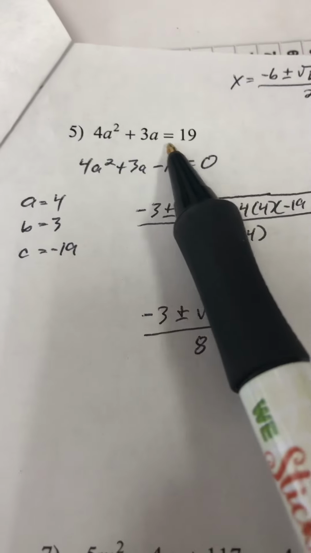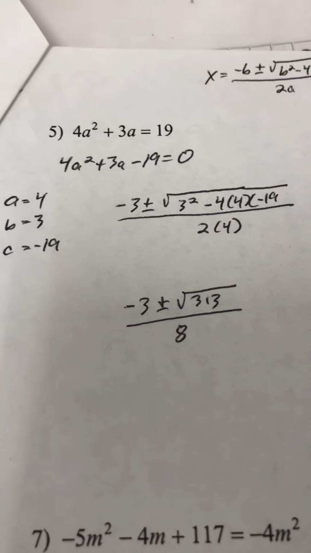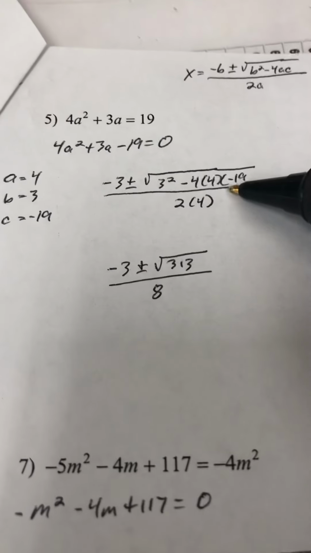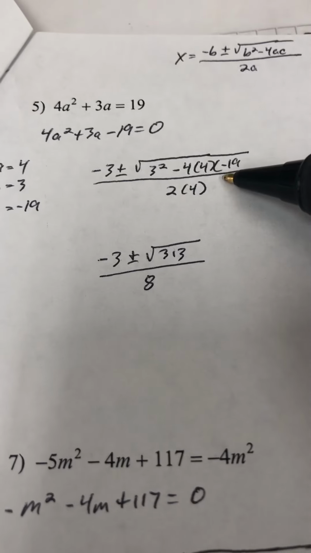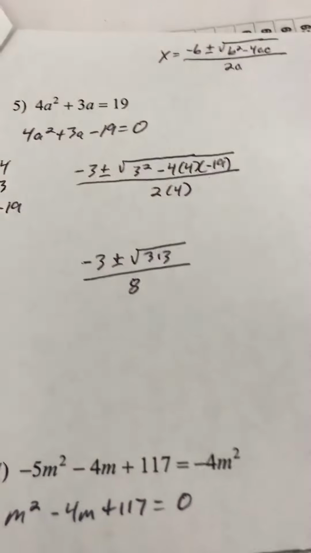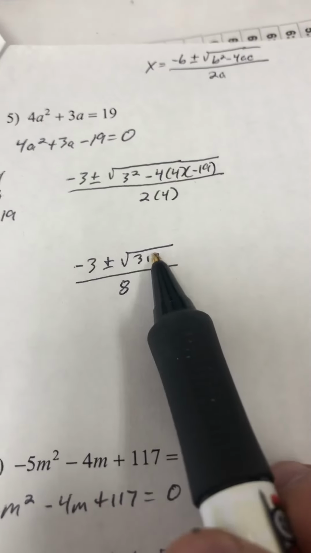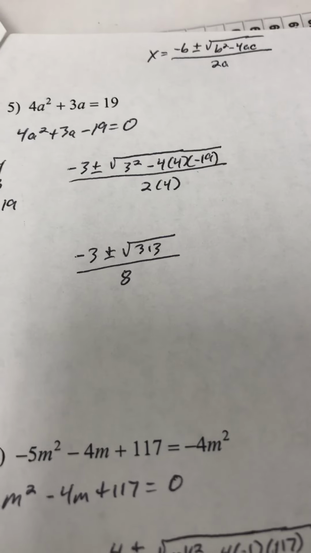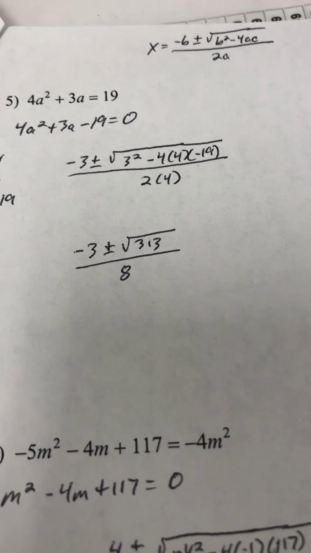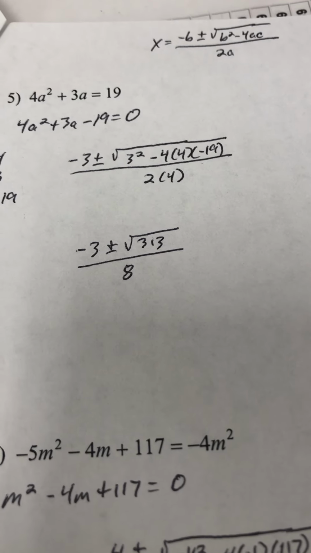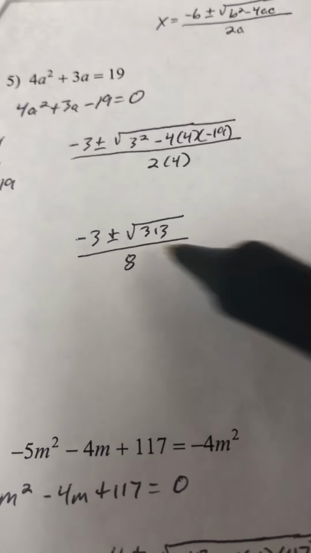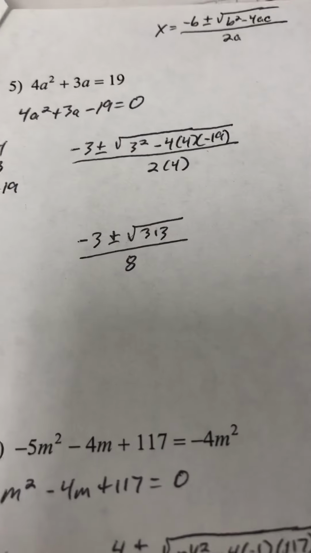For number 5, I've got to set this to 0, so I subtract 19 from both sides. I figure out my a, b, and c values, plug them into the formula, and do what's under the square root. There should be a parenthesis back here. And that would be 313. I'm actually done here. There's nothing I could do with that 313 as far as finding any perfect squares. So it's just going to be -3 plus or minus the square root of 313 over 8.